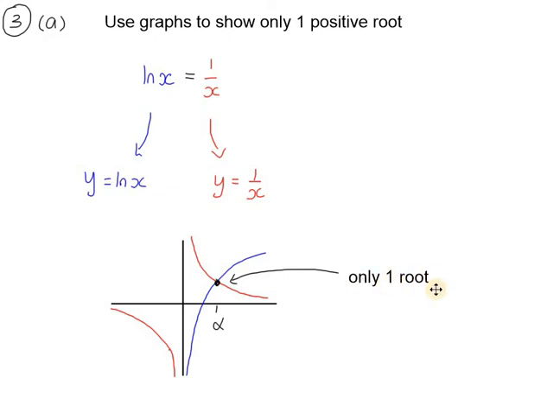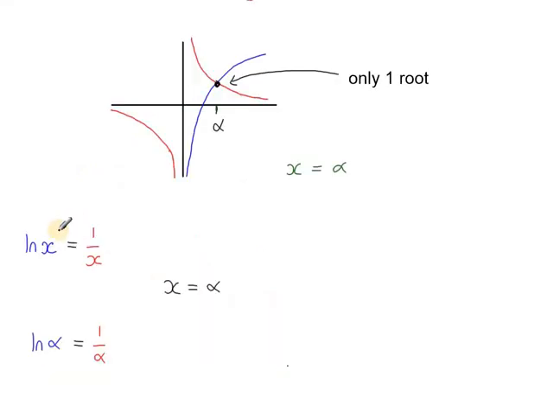So one root, and the graphs intersect at x equals alpha, this point. The x coordinate there I've referred to as alpha. So this is a solution to this equation. So if ln x equals 1 over x and x equals alpha, then ln alpha equals 1 over alpha.